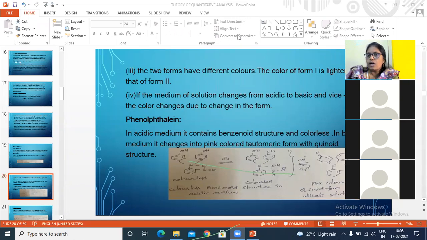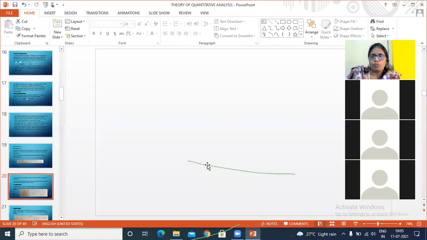So what is the main thing we have to observe for phenolphthalein? For quinonoid theory, that is what we have to see now.